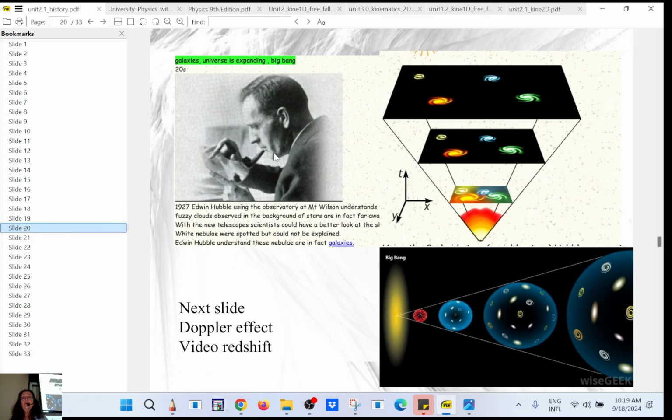That was Edwin Hubble, 1920, and he's the one, through observations, who understood that the universe is not static. They were not sure at the time. Is it moving? Is it expanding? Or is it static? Or maybe it's going to collapse because of gravity, you're going to have a big crunch, right? So they were not sure, and he was able to show that actually the universe is expanding.